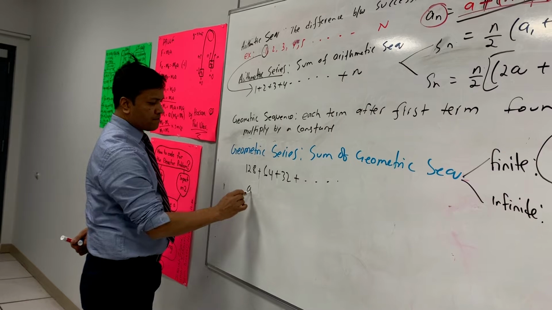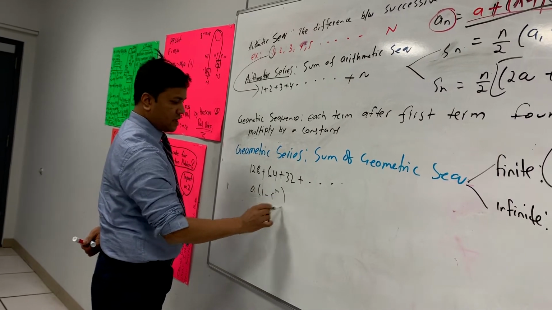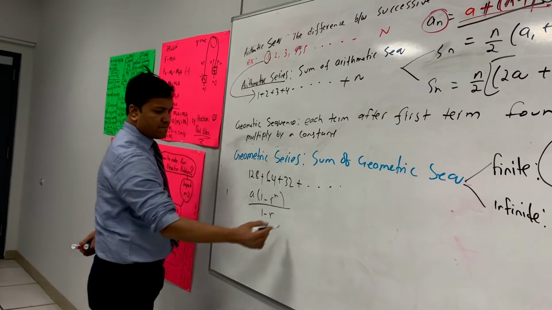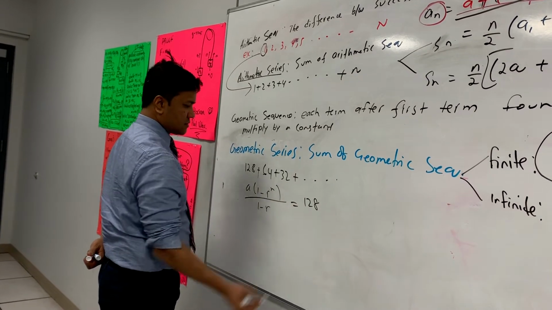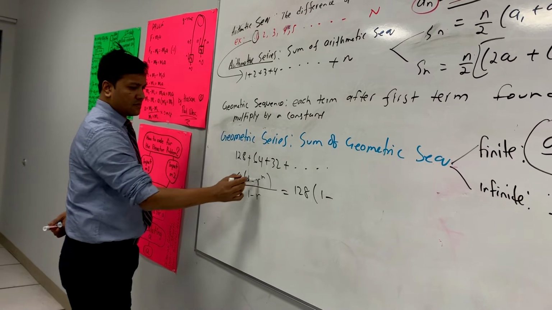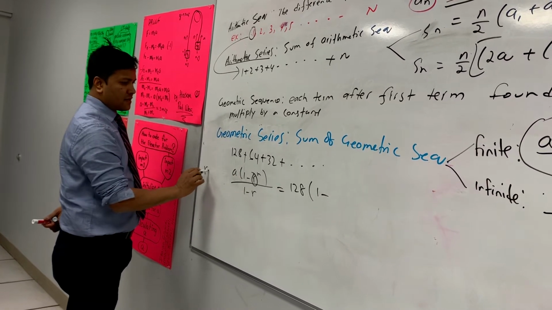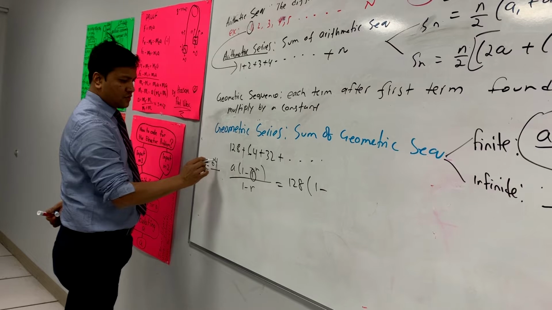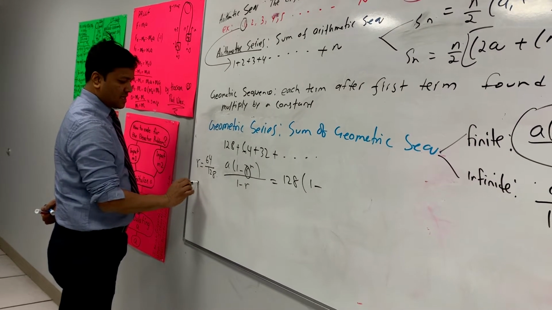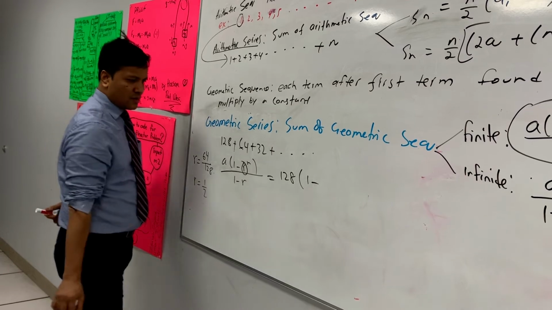So Sn is A times (1 minus r raised to n) over (1 minus r). So what is our A? A is 128. 1 minus, what is our r? Let's find the r. So r is equal to 64 over 128, which is A2 over A1. So that's going to give you half. So I'm going to write half.